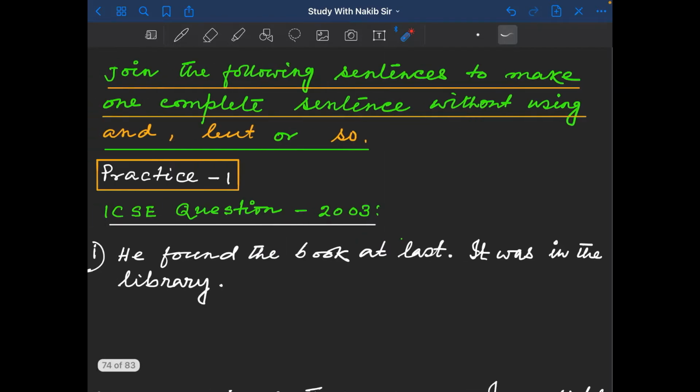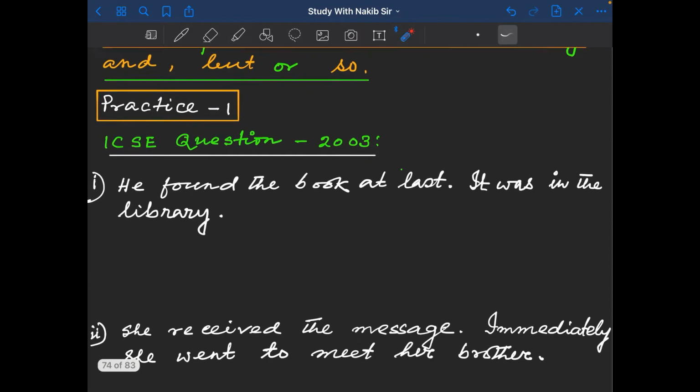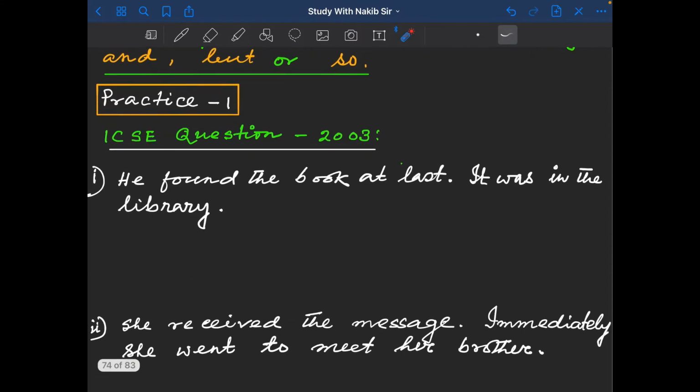Now see the answer. The first one, he found the book at last. It was in the library. See the nature of the sentences. It means, what is it? The book was in the library. He found it in the library. So take this part and add this one to the first sentence.